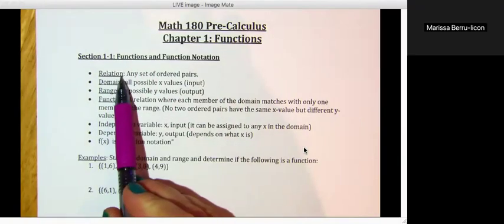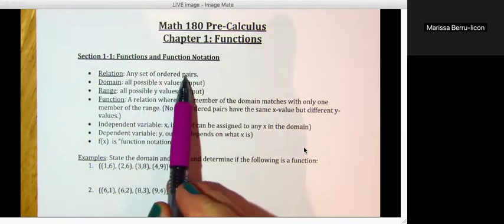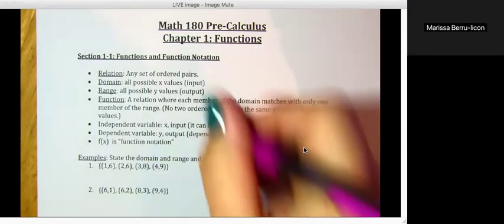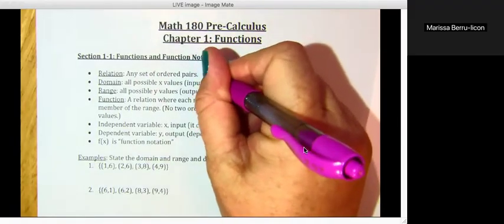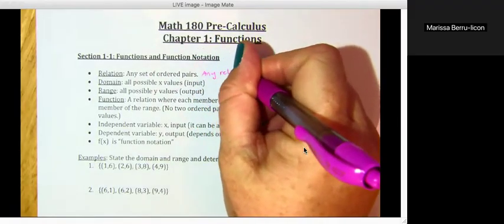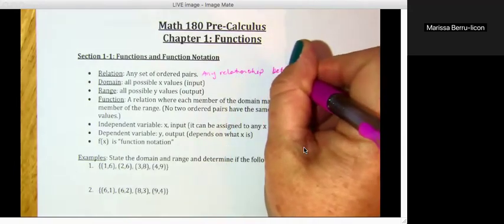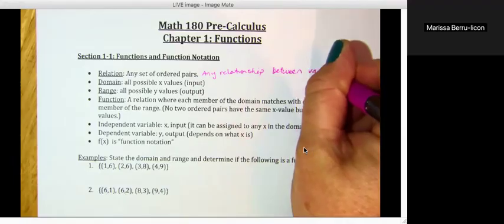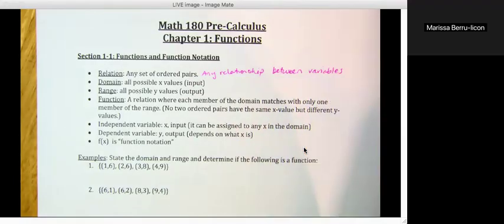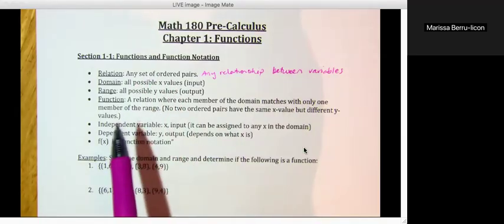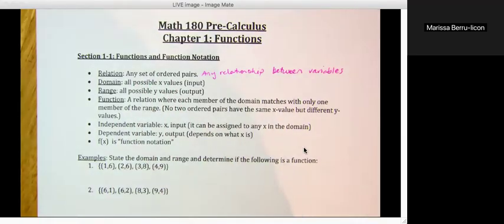So a relation is really any set of ordered pairs or any relationship between variables. So any equation between x and y, or even potentially a third variable as well, would be a relation or a relationship between variables.